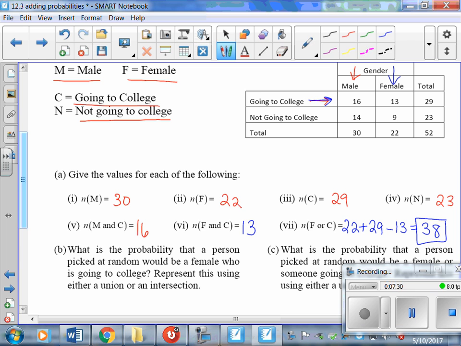Right, so just to clarify, this is the number of females, this is the number going to college, this is the number of both.